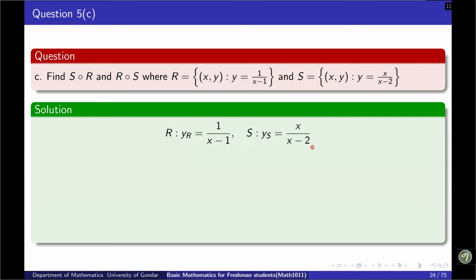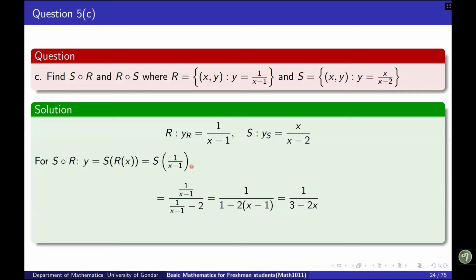Then the composition of these two, that is S composite of R, could be Y is equal to S of R of X, which is equal to S of 1 over X minus 1, because R of X is 1 over X minus 1. So this could be further simplified to 1 over X minus 1 over 1 over X minus 1 minus 2, with the property of S, so that when we give 1 over X minus 1 for S, the output could be 1 over X minus 1, that is the input, over the input minus 2.